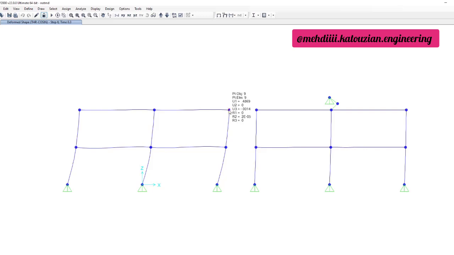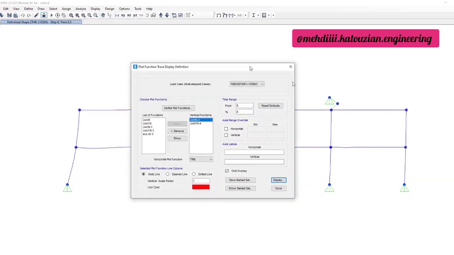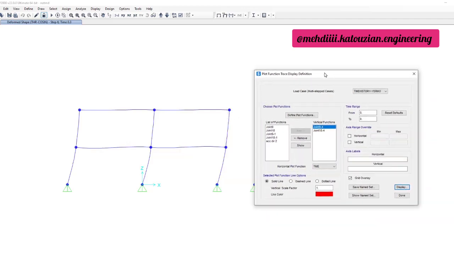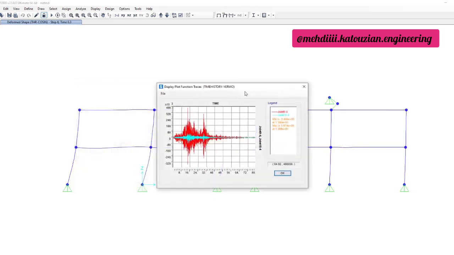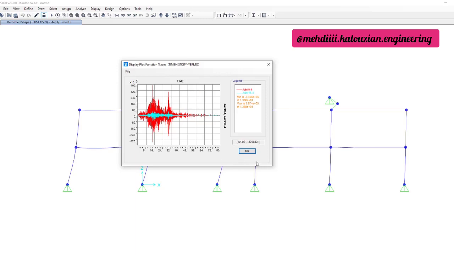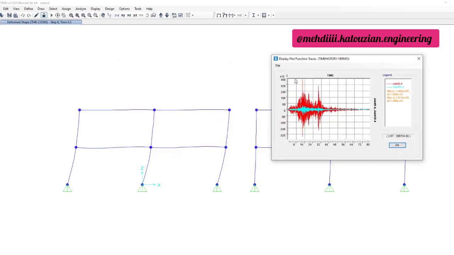Before we go to plot something, note this is joint 9 and this is joint 18. So we go to display, plot functions. I already plotted. This is joint 9, which is the structure without tuned mass damper, and this is joint 18 with tuned mass damper. So now let's go to plot. Here it is. How much does it impact the structure? Joint 18, the tuned mass damper, shows much lower acceleration, and the red line, which represents without TMD, has higher acceleration.